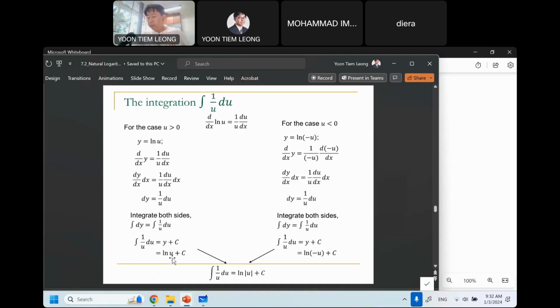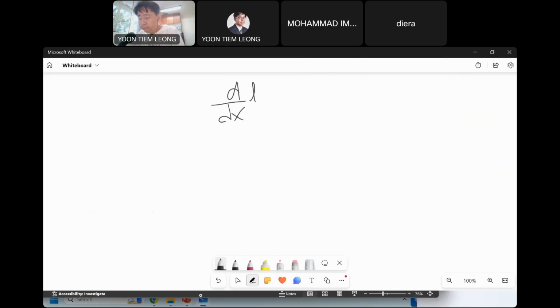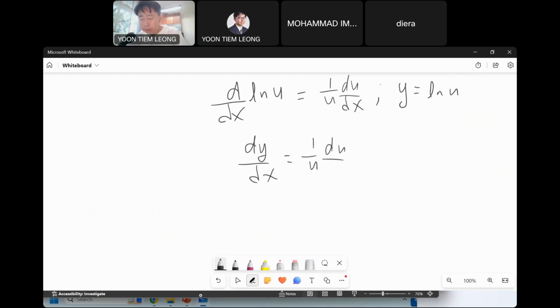So the next thing we want to talk about is the integration of 1 over u du. Given the derivative result of ln u differentiated with respect to u, I have 1 over u du/dx. And to ease my notation, I'll call y as ln u. Therefore, I have dy/dx as 1 over u du/dx.